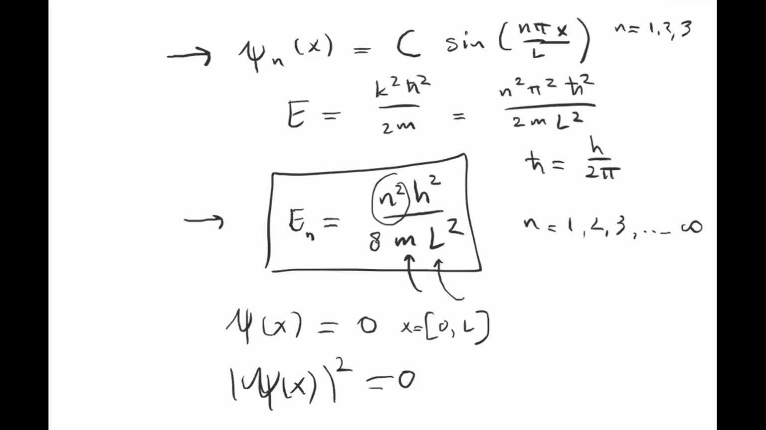This is what we call the zero-point energy of the particle. It's not 0. E_n for n equals 1 is not equal to 0. It's finite. The lowest possible energy that the particle can assume in the box is not 0. It cannot have energy 0. It must have a certain energy. As soon as you put the particle in a box, it assumes a lowest zero-point energy, which is finite.